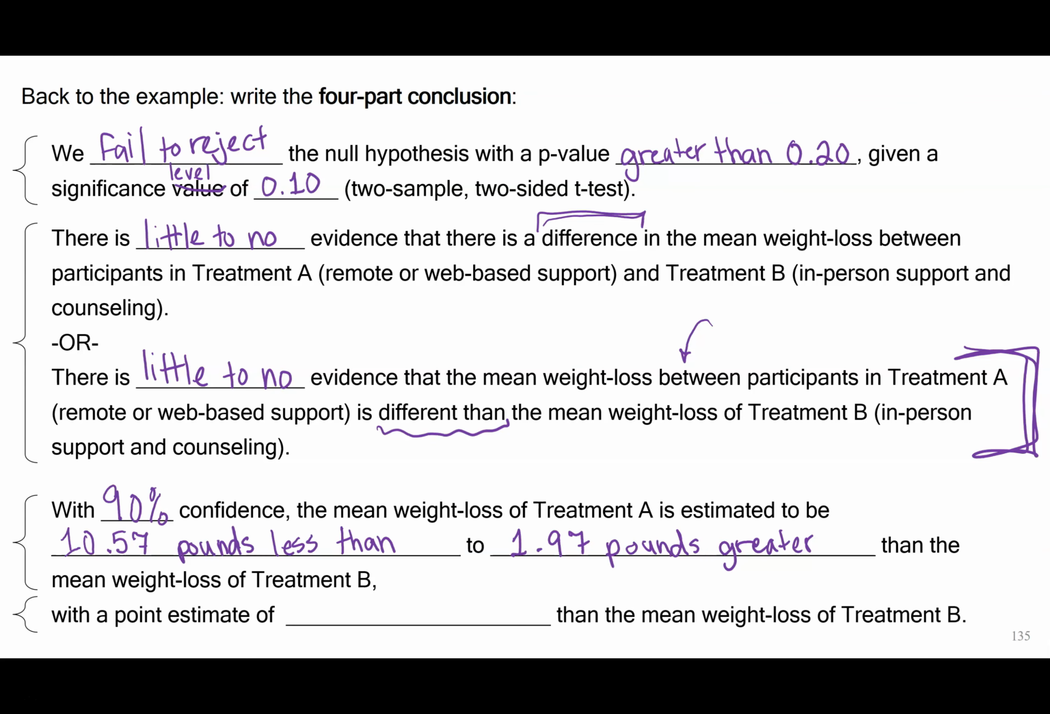So then our point estimate. What was the difference in means we actually saw in the sample? With a point estimate of 4.3 pounds. This was negative, so it was less than the mean weight loss of treatment B. So this would be our 4-part write-up.